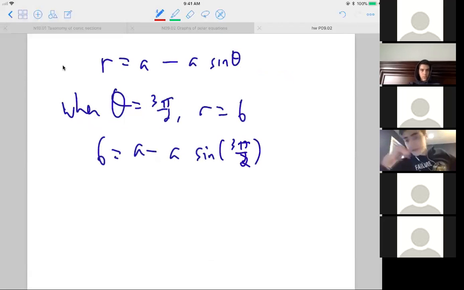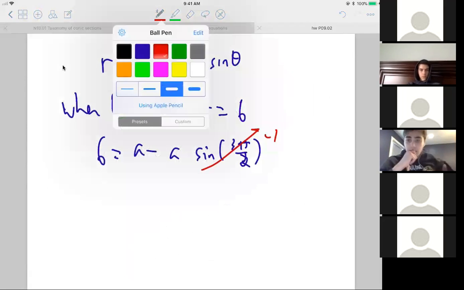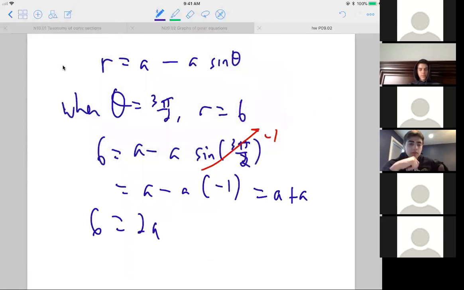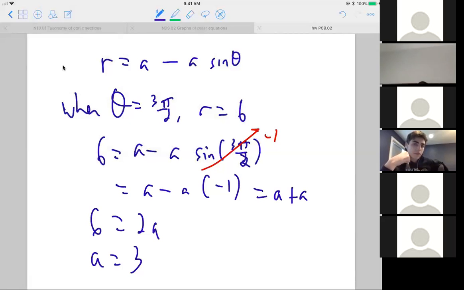Sine of 3 pi over 2 is minus 1. So then we're back to what I had before. A minus A times minus 1 is A plus A, where 6 equals 2A. And again, A equals 3. So those are certainly not distinct, but different ways of getting the same thing. All of them come down to basically picking some easy point on your graph and using it.